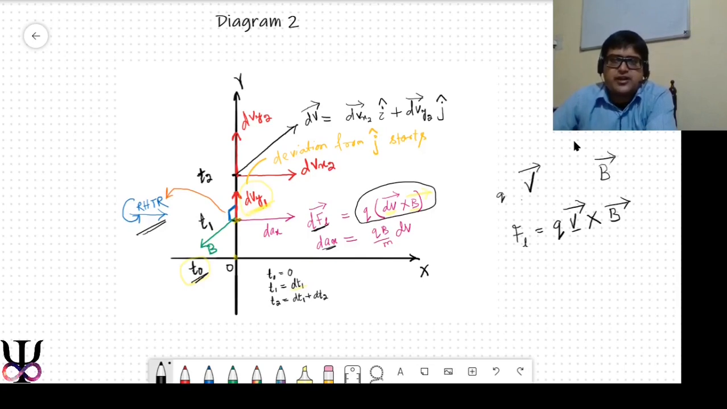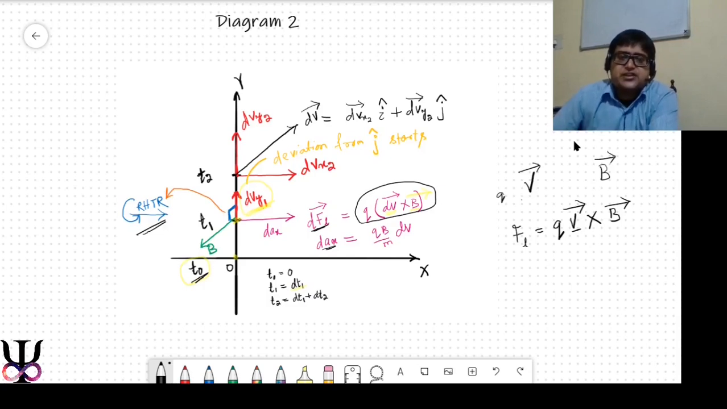You just divide it by mass, right? So q is there, B is there, dv is there. Since in the cross product, v cross B is vB sine theta, and here theta is 90 degrees, so it is necessarily vB. In the same way, it is a dvB. So what we have done is qB by m, and dv is simply multiplied here. So that's the direction of the acceleration.